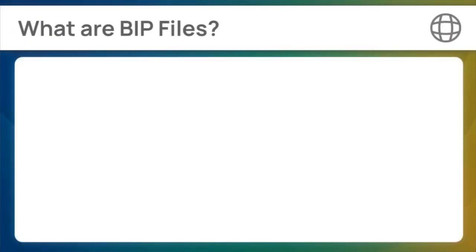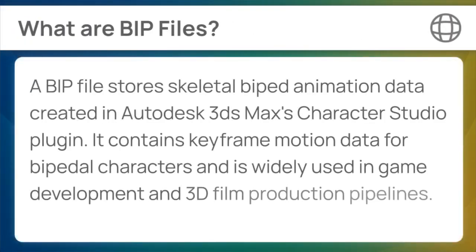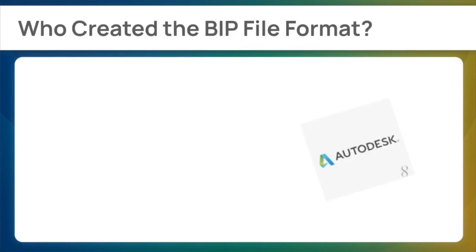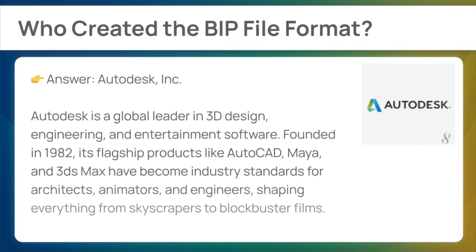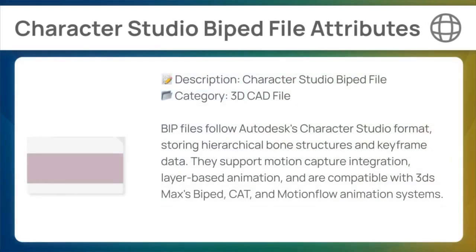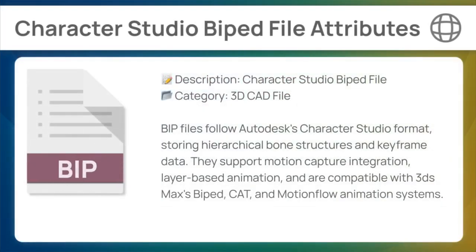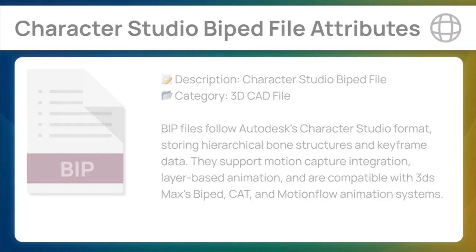A BIP file stores skeletal biped animation data created in Autodesk 3ds Max's Character Studio plugin. It contains keyframe motion data for bipedal characters and is widely used in game development and 3D film production pipelines. BIP files follow Autodesk's Character Studio format, storing hierarchical bone structures and keyframe data. They support motion capture integration, layer-based animation, and are compatible with 3ds Max's Biped, skeletal, and Motionflow animation systems.